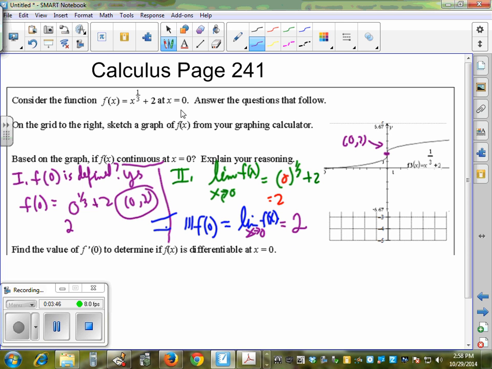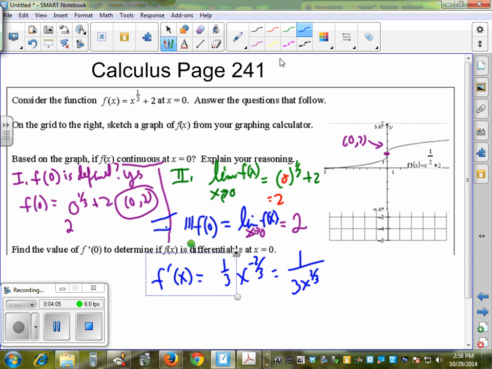All right, the next thing is differentiable. I'm seeing a vertical tangent there. Let's check our derivative. That would be 1/3 x to the negative 2/3. That's 1 over 3x to the 2/3. We plug in 0 for x, and that does not exist. So therefore it is not differentiable there, and we know that because we have a vertical tangent. That was problem number 1.